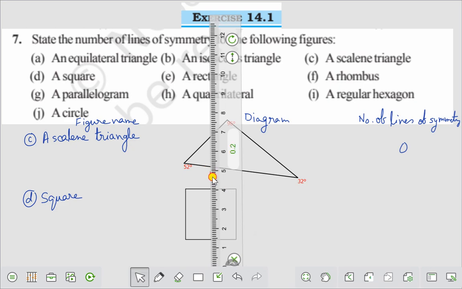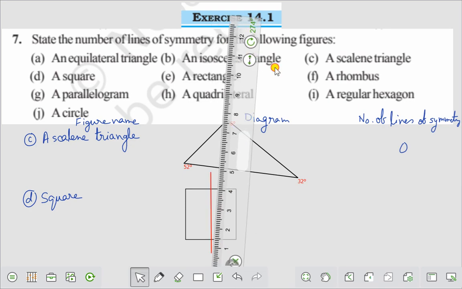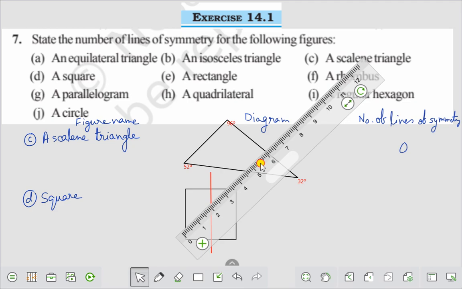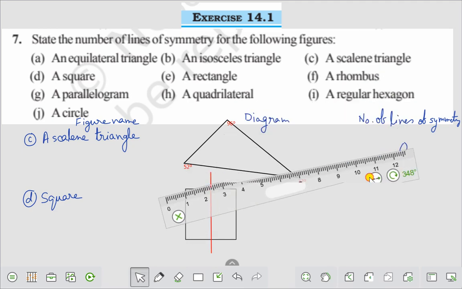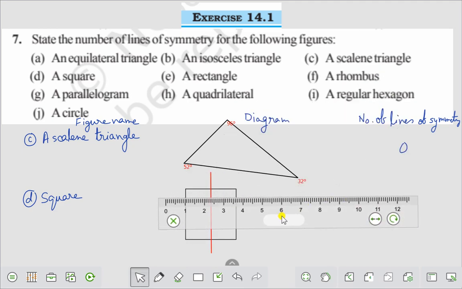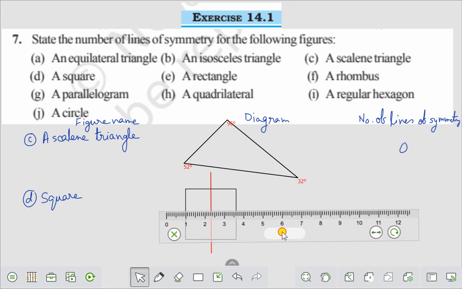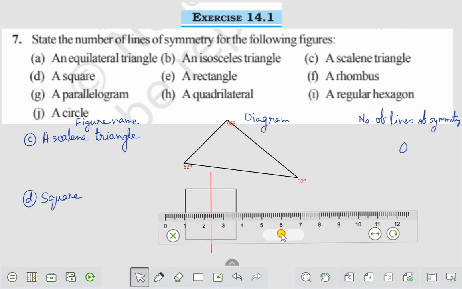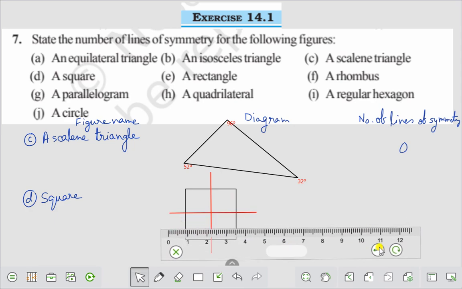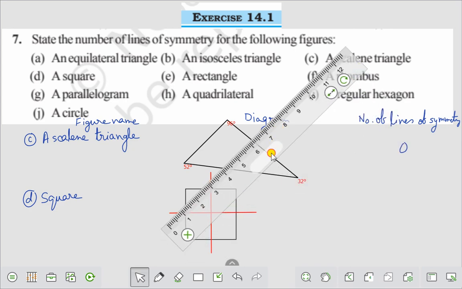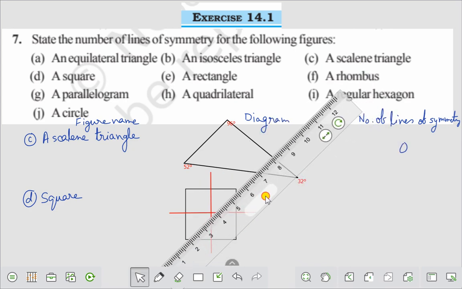This is one line of symmetry. This is vertical, and you can also draw a horizontal line of symmetry. This is horizontal line of symmetry, right? And you can also draw the diagonal. Let us draw the diagonal. Here you see this is the diagonal.